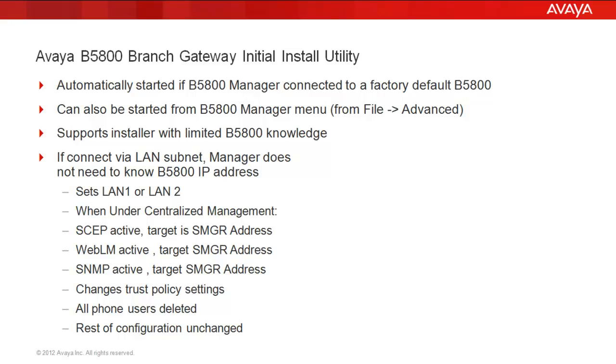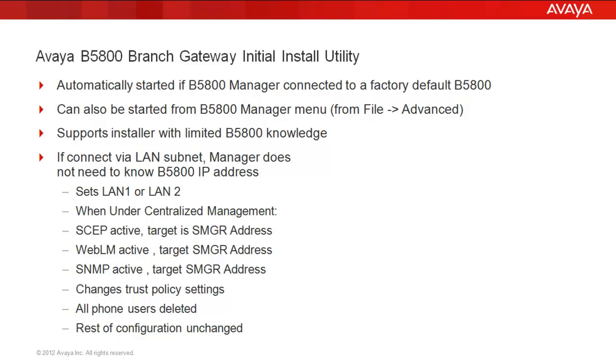Before we get started, first a bit of background about the initial install utility. Once you connect to a B5800 using the manager client and it detects default settings in the manager client and default parameters on the B5800 itself, meaning factory default, the installation utility will automatically invoke. It can also be started at any time once you pull a configuration into the manager client from File, Advanced, and then you'll see the installation utility as an option under the Advanced menu.